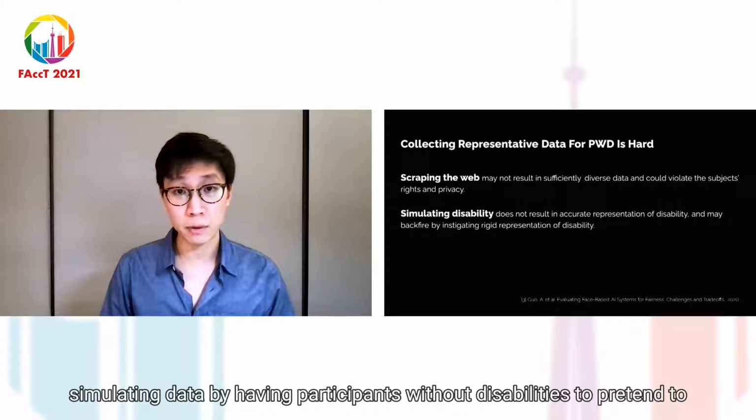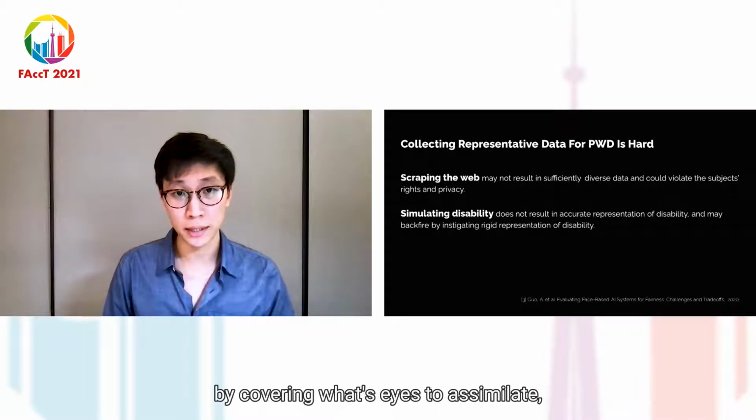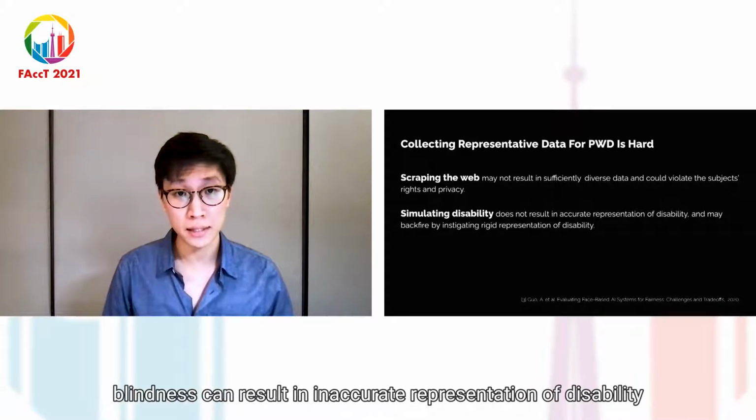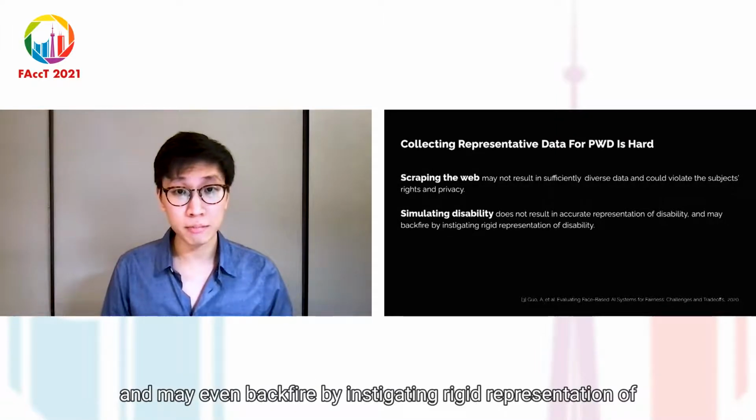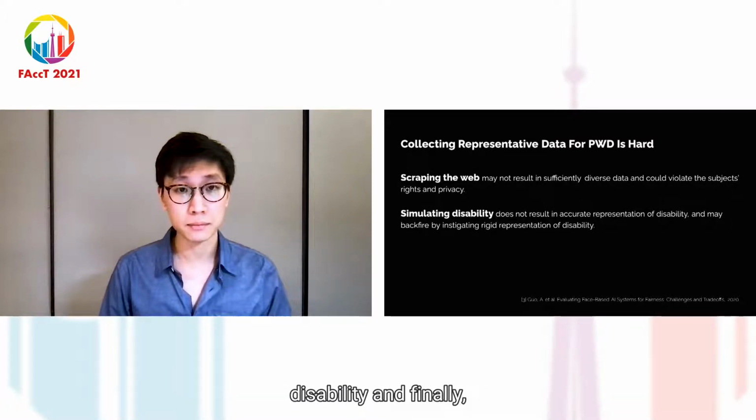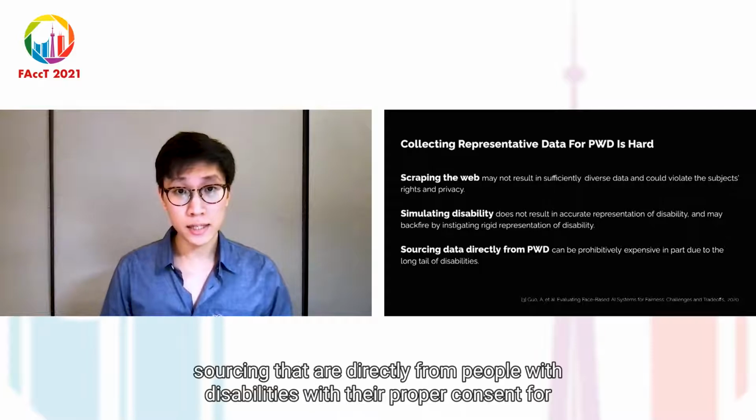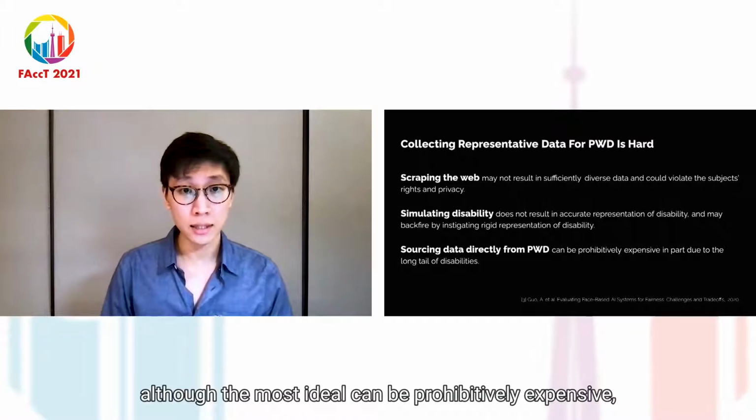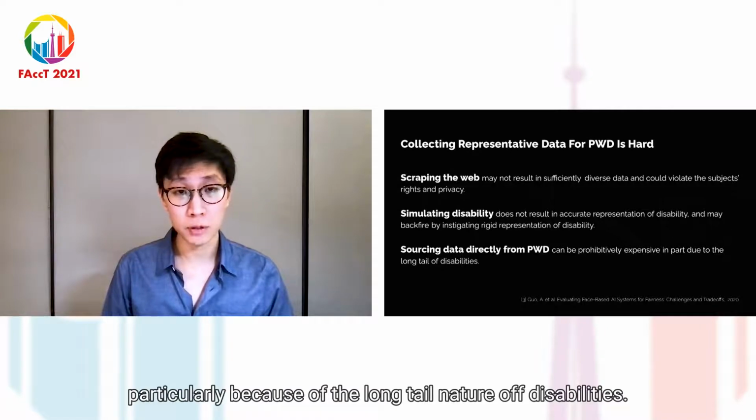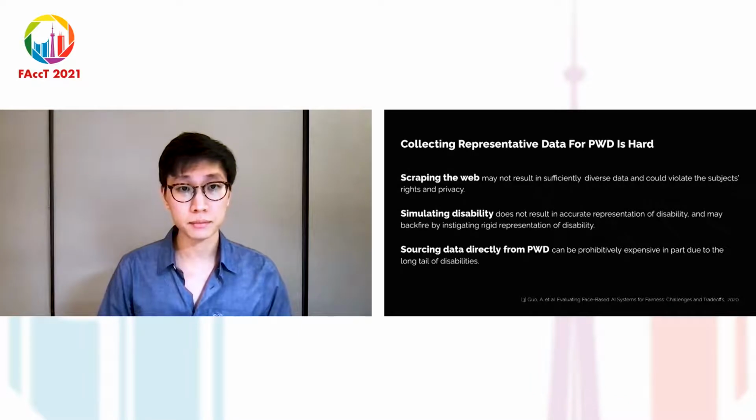Simulating data by having participants without disabilities pretend to have disabilities, for example, by covering one's eyes to simulate blindness, can result in inaccurate representation of disability and may even backfire by instigating rigid representation of disability. And finally, sourcing data directly from people with disabilities with their proper consent for data collection, although the most ideal, can be prohibitively expensive, particularly because of the long tail nature of disabilities.